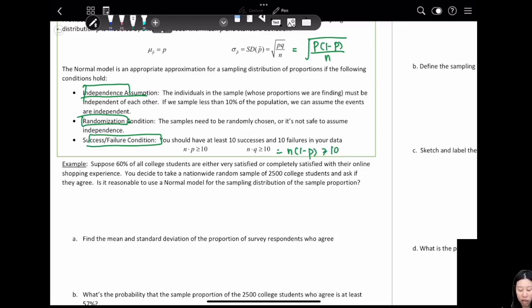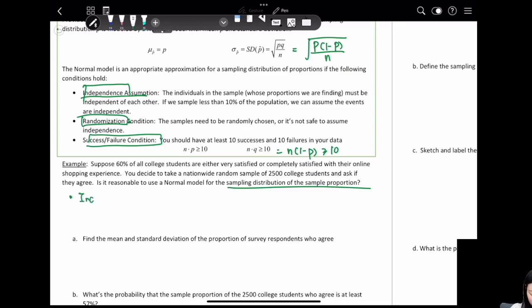So suppose 60% of college students are either very satisfied or completely satisfied with their online shopping experience. You decided to take a nationwide random sample of 2,500 college students and ask if they agree. Is it reasonable to use a normal model for the sampling distribution of the sample proportion? Okay, is that reasonable? So we need to check three conditions.